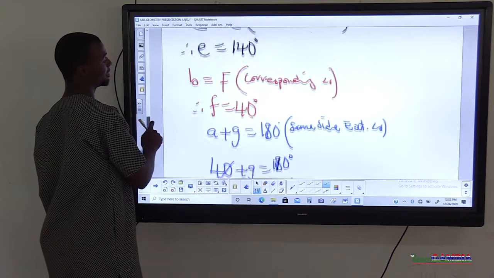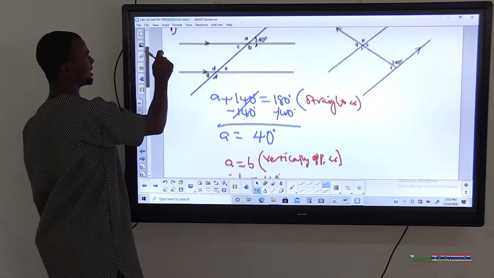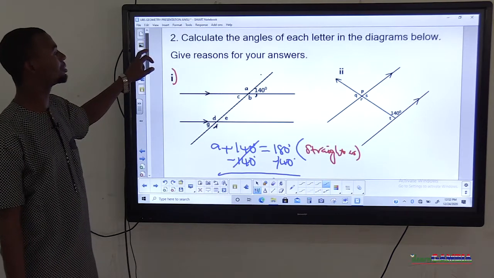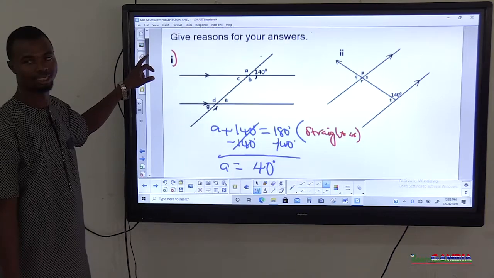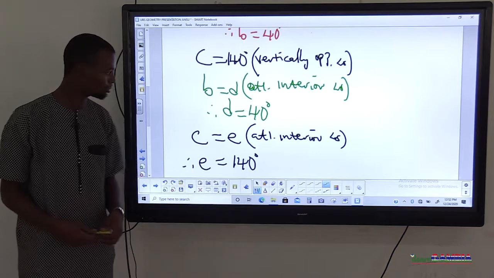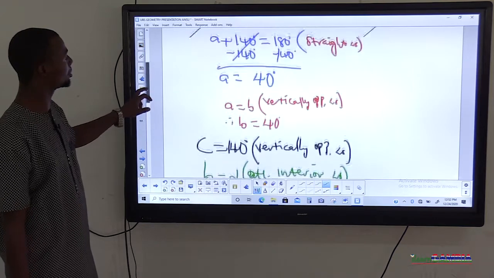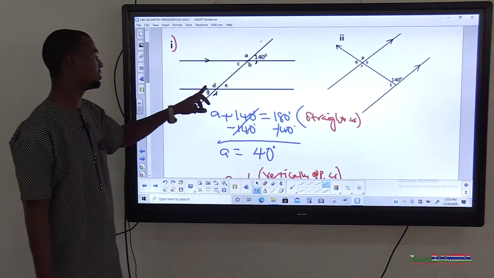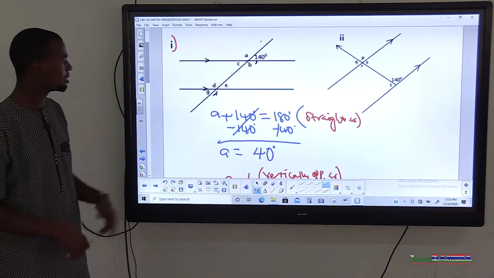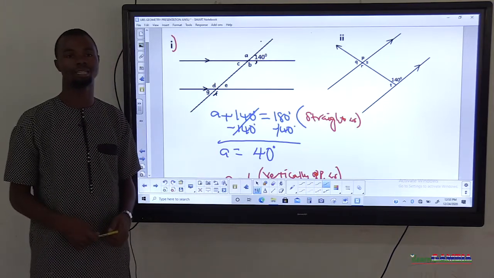So we find all of them. G is 140, F is 40, E is 140, D is 40. So that is the way they relate until you find all of them. And always we are also asked to give reasons for our answers. Someone can find it in a different way, just give the right reason for your answers. Like B and D, we said is alternate interior. Somebody can find it as D and C together, and that will be same side interior instead of alternate interior. So giving the reason will show your understanding very well.